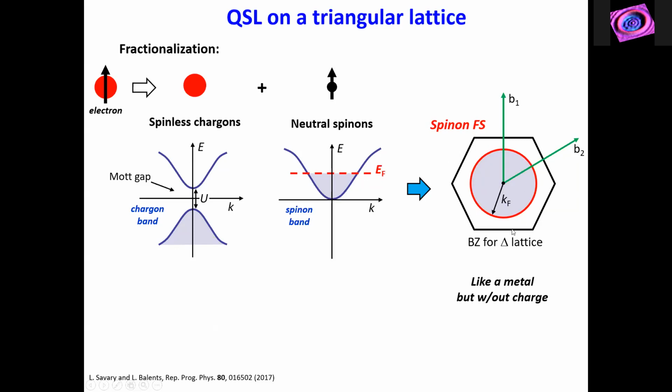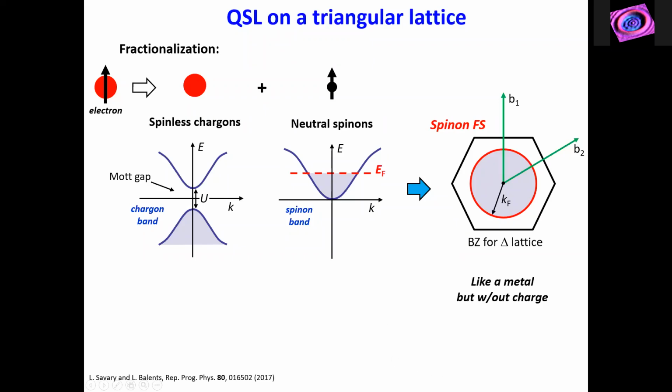And this is the familiar Brillouin zone that you expect from a triangular lattice. These are the reciprocal lattice vectors of the triangular lattice. And so it should remind you a lot of what you would get for a free electron gas. The spinons are like a metal inside of this Mott insulator, but they have no charge. So it's a really kind of strange object.